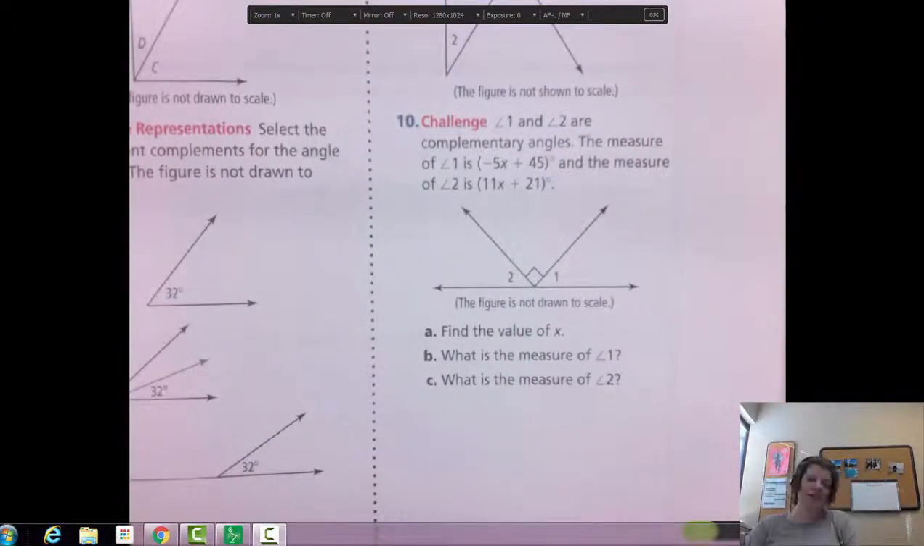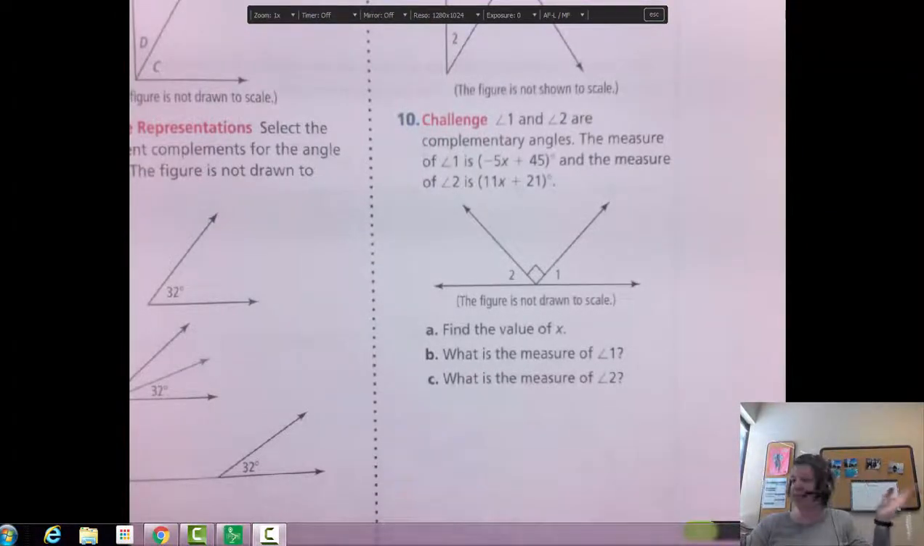Okay, so hopefully this short video of what is complementary, they add to 90, will help you.